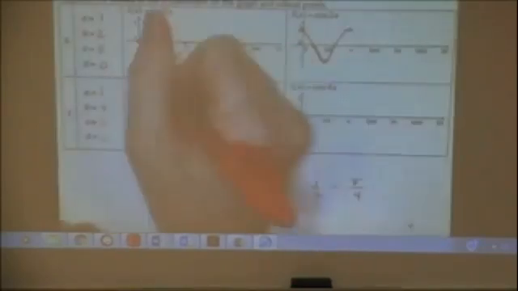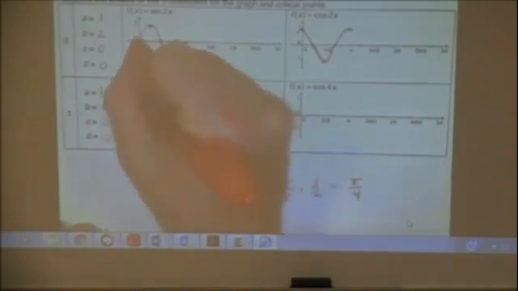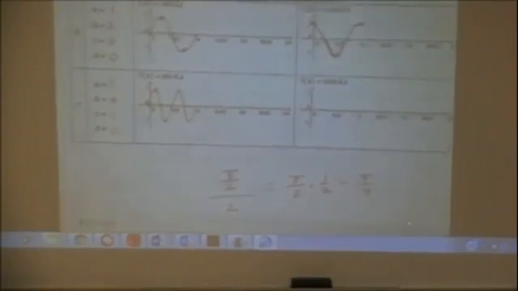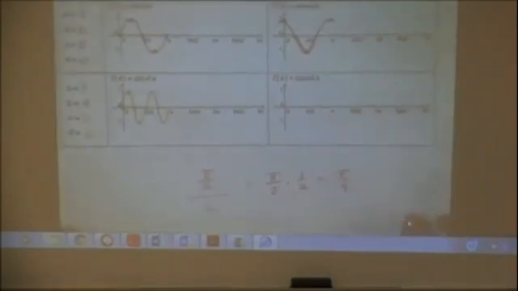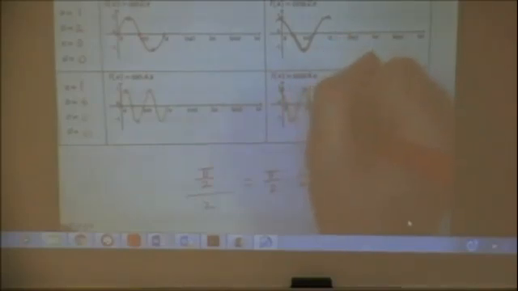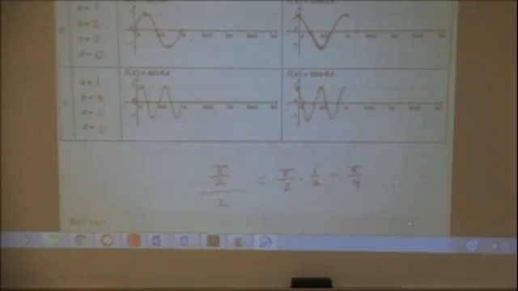So, where is pi over 8 on this graph? Between 0 and the first line, right? Because the first line is pi over 4, right? So it's going to be right here. I did a couple of cycles because it's so small. And same thing on this next one. The first point doesn't change because it's at 0. Okay?